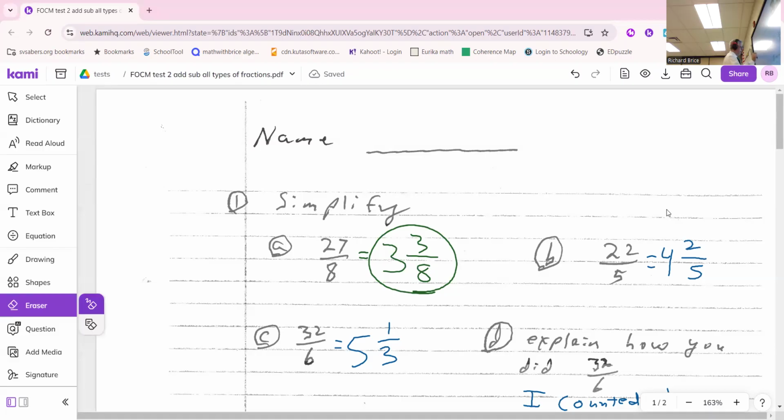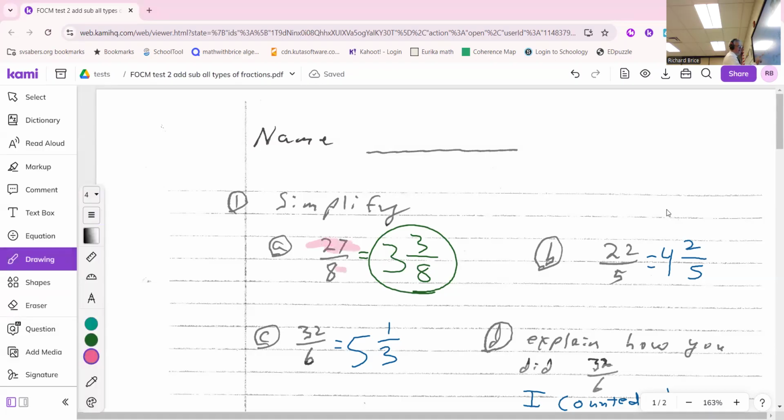So this simplification just means that this is an improper fraction. So you think to yourself, how many times does 8 go into 27? Well, 1 times 8 is 8, 2 times 8 is 16, 3 times 8 is 24, which is less than 27, and 4 times 8 is 32. So since 27 is between 24 and 32, that means our answer has to be between 3 and 4. That's why we put a 3 there. We put the smallest one.